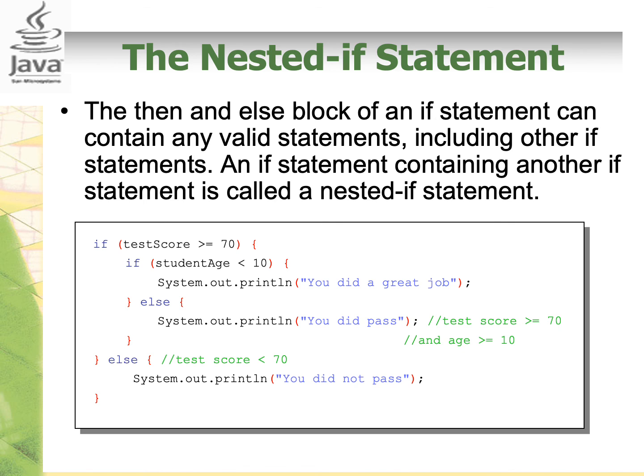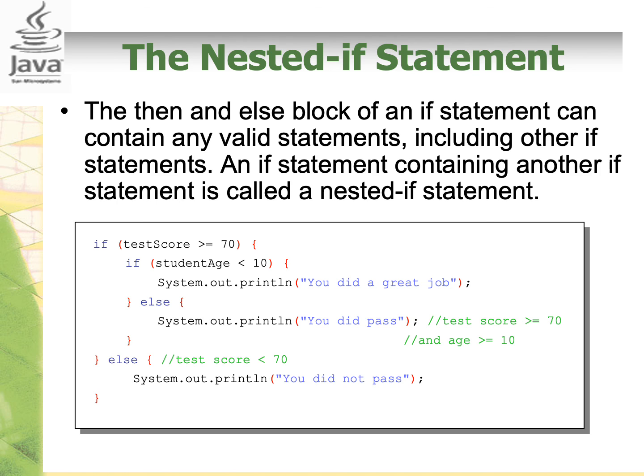Say that the test score is larger than 70. It goes to the next if and checks if the student age is less than 10. If this is true, it will display you did a great job. Otherwise, if the student age is larger or equal to 10, it will display you did pass. The sentence you did pass needs to have the first expression as true, but the second if as false. So that means test score is larger or equal to 70, but age should be larger or equal to 10.